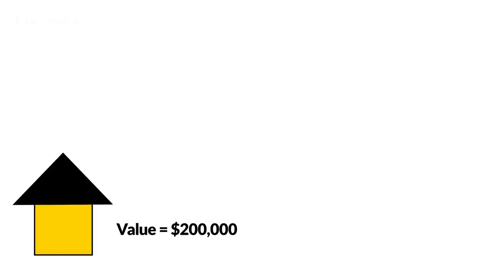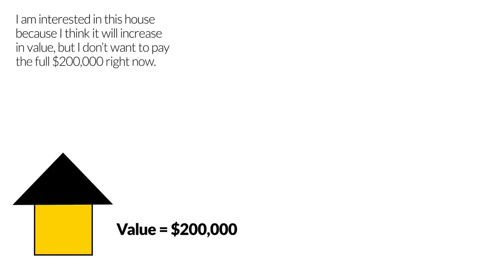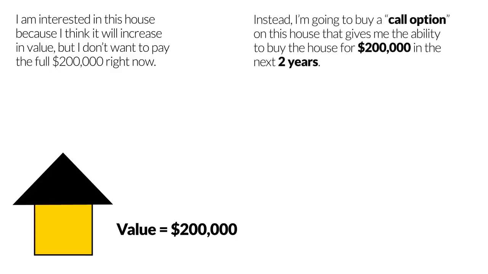Now, I am personally interested in buying this house because I think that the value of the house is going to appreciate significantly over the next 2 years. But I don't want to buy the house right this second. So I'm going to buy an option that gives me the right to buy the house at a price of $200,000 between now and 2 years from now.